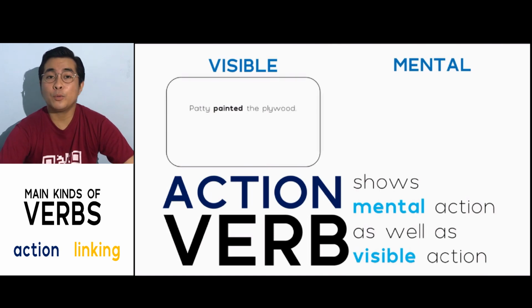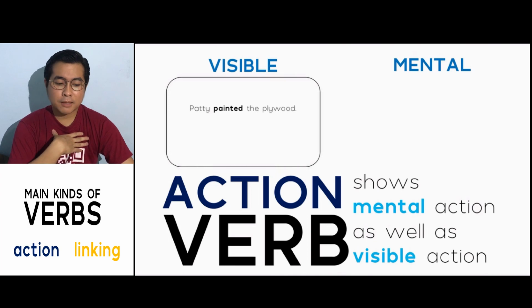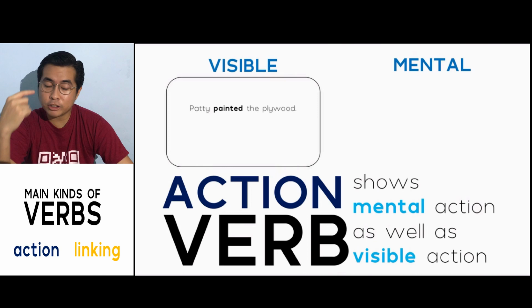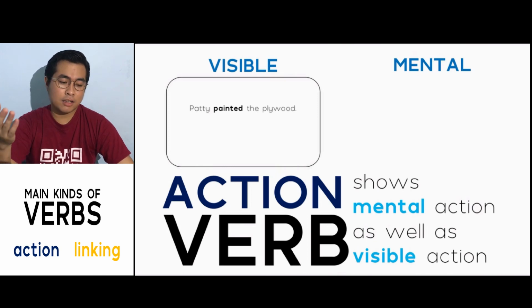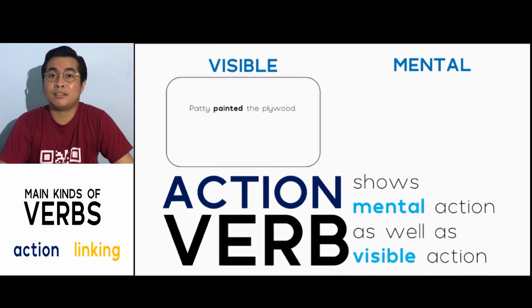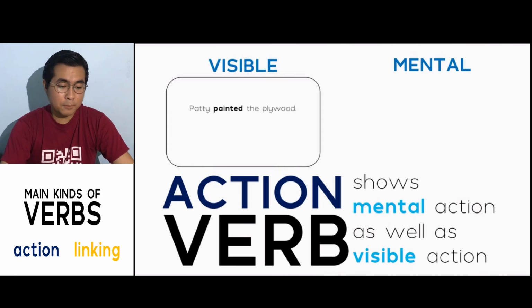For visible, we have in this example, Patty painted the plywood. For example, I am the observer. I am looking at Patty painting the plywood. I could observe Patty and see that she is doing something, painting the plywood. So it's observable, it can be seen, it can be observed by the person.